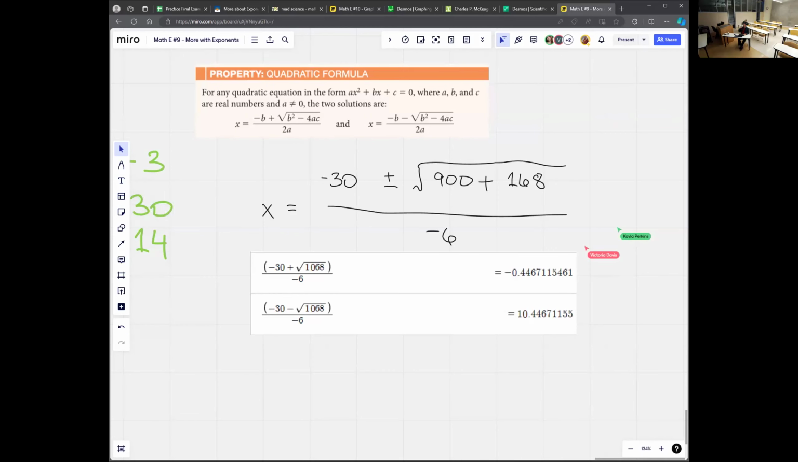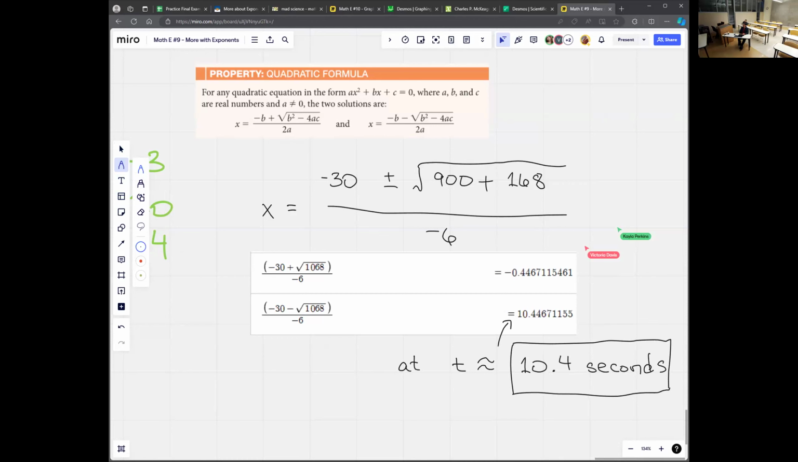Okay, so which one makes sense in this situation? The positive one, right? So at t is about, I'll use an about-equal sign because I'm rounding, about 10.4 seconds, the glasses hit the ground. As a side note, the practice final we stole this from randomly generates these numbers. They're not always going to be realistic.